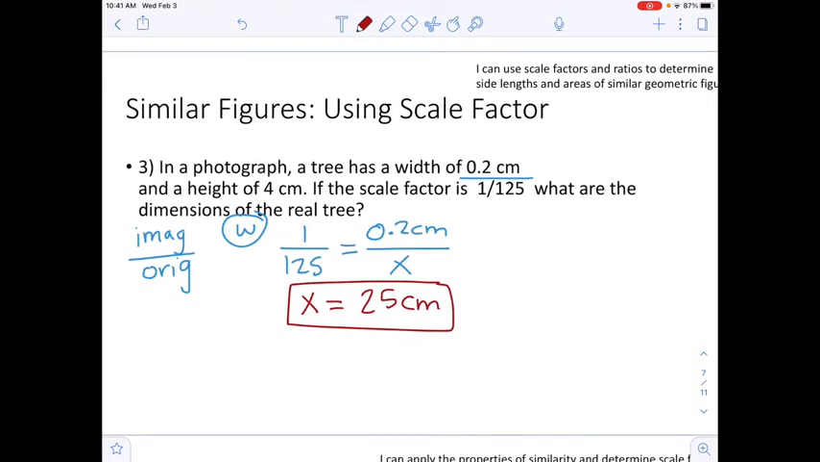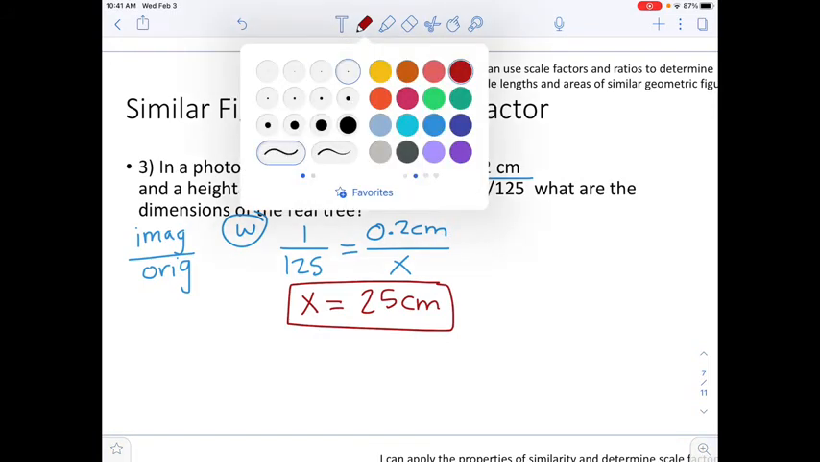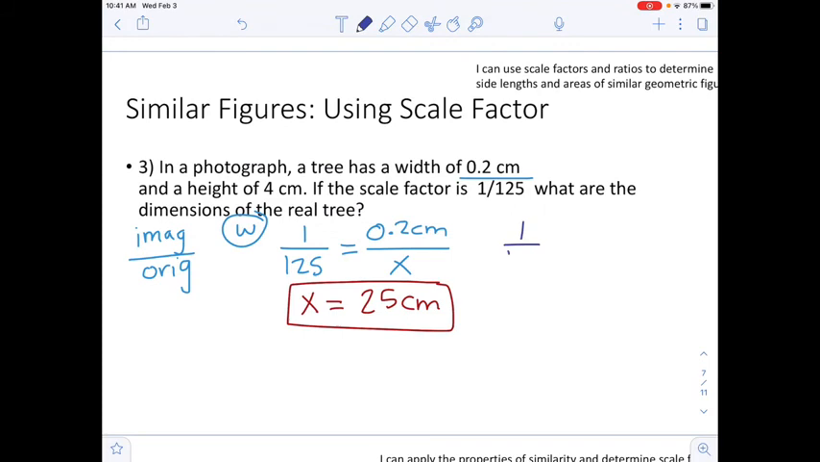And then the height is 4 centimeters. We're going to figure out what the original height is. So I'm going to do this again. I'm going to set up another proportion. I'm going to use my scale factor of 1/125 equals 4 centimeters, which is the height on the picture. And we're going to try to find the original.